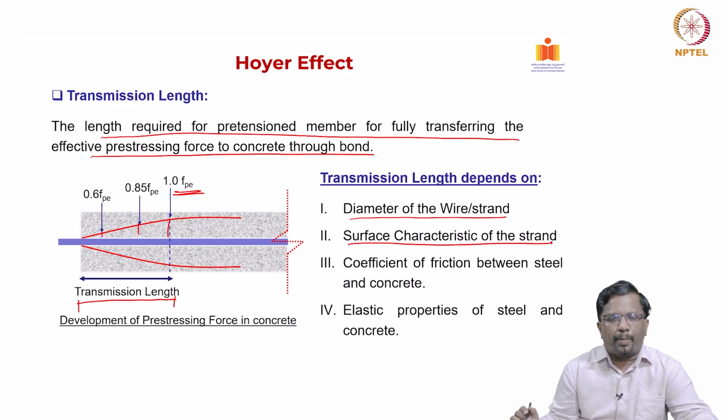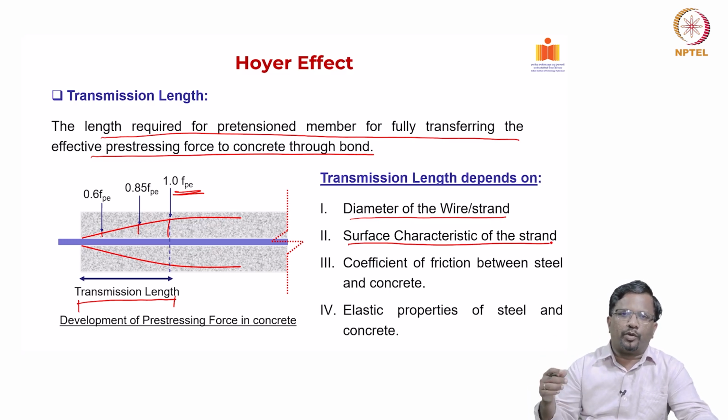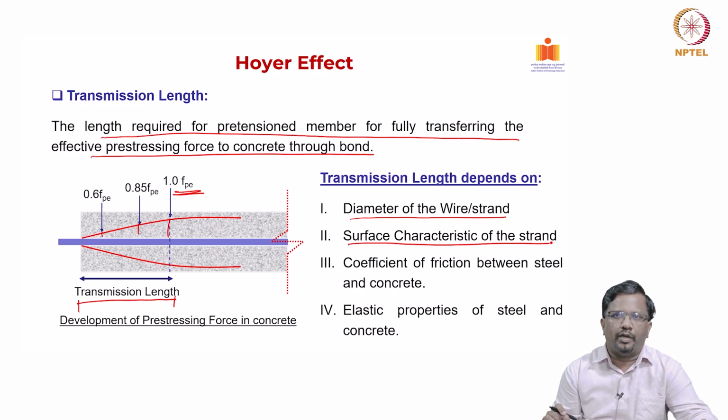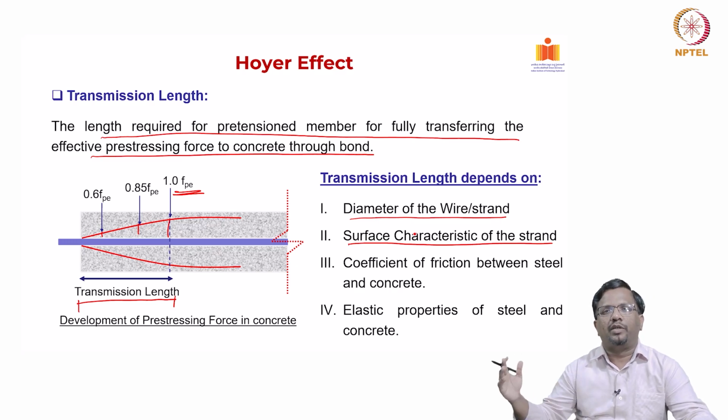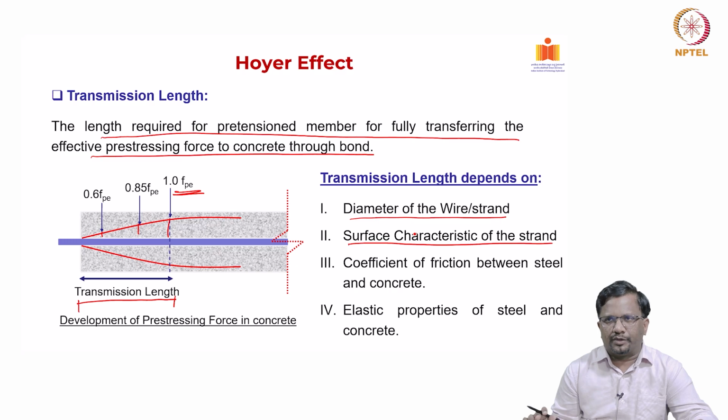Now, the strand can have different surface characteristics. During the manufacturing process, people purposefully create some indentations, small holes or patterns on the strand. If it has larger surface irregularity, or surface unevenness, then it will be able to develop that effective pre-stress in a shorter length. So, the surface characteristics of the strand also matter. If it is a very smooth plain strand, it will take a longer distance to reach that effective pre-stress.